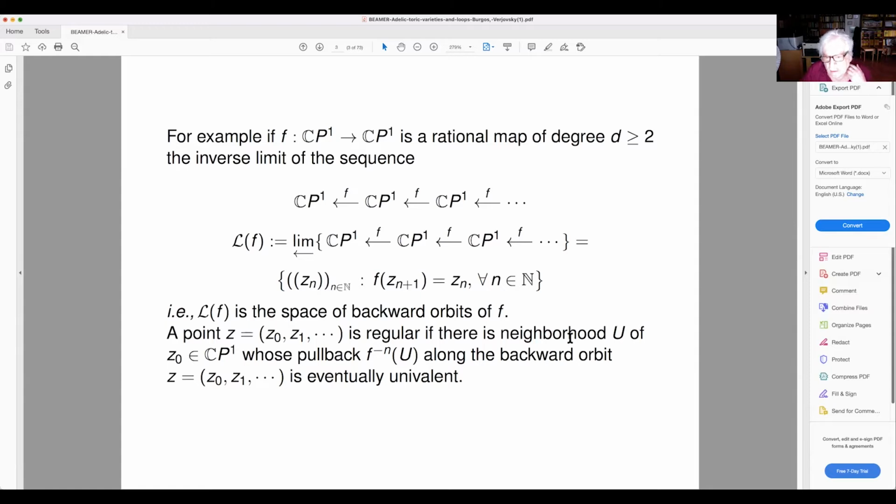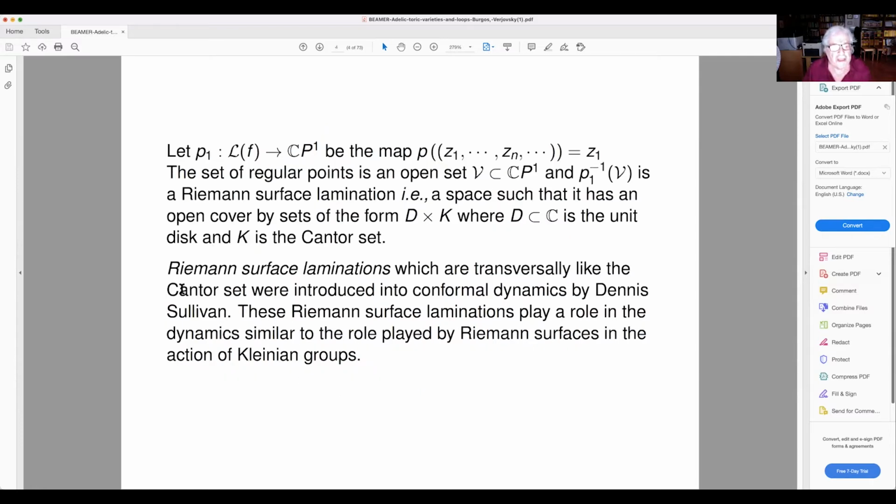It is regular if there's a neighborhood U of the initial point whose pullback along the backward orbit is eventually univalent. That means that from there on, the inverse limit of a disk is a disk, a disk, a disk. This is interesting because if you take the projection onto the first coordinate, this will give you a map from L to the projective line, such that generically the inverse limit of a point is the Cantor set, and it will give you a beautiful lamination.